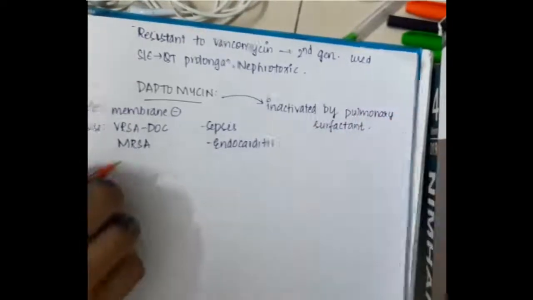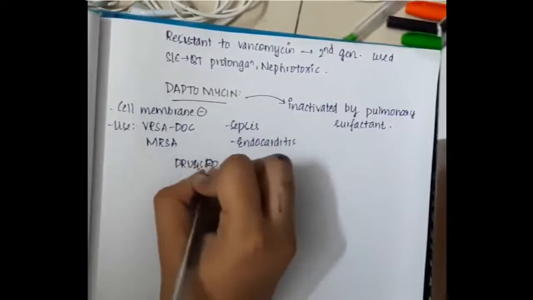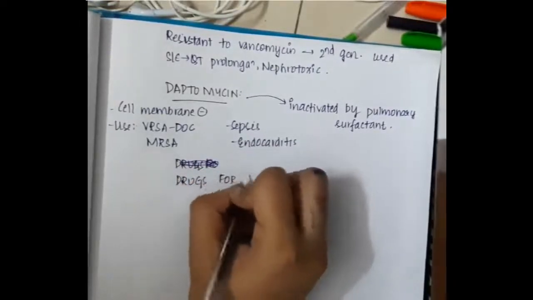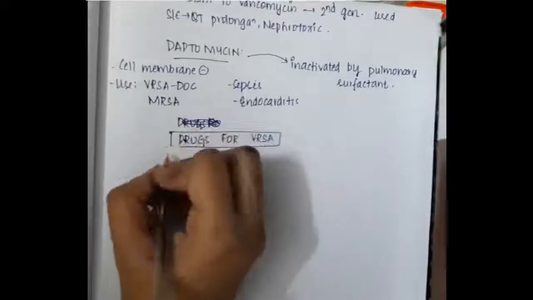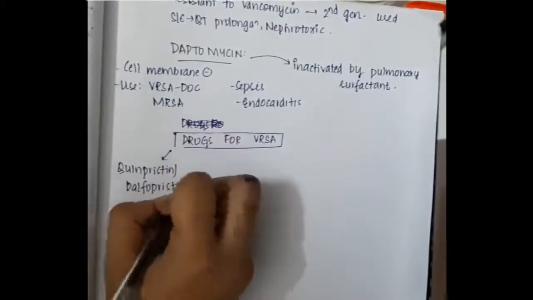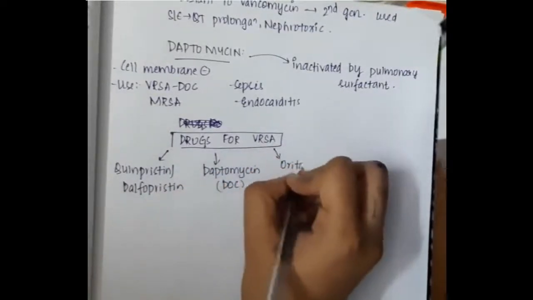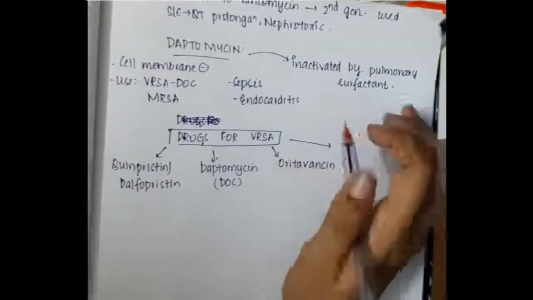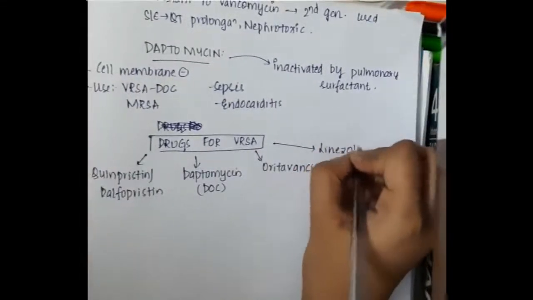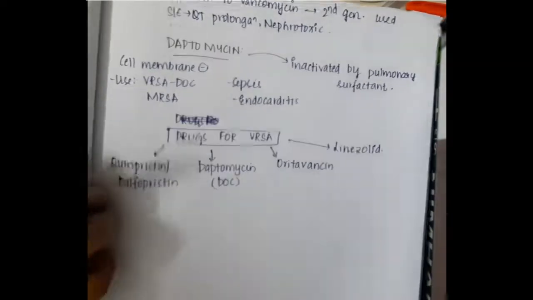So if you see, the drugs which are used for vancomycin resistant Staphylococcus aureus include quinupristin and dalfopristin. This includes daptomycin, which is the drug of choice for vancomycin resistant Staphylococcus aureus. Then we can also use oritavancin and linezolid. So these are the important drugs used for vancomycin resistant Staphylococcus aureus.